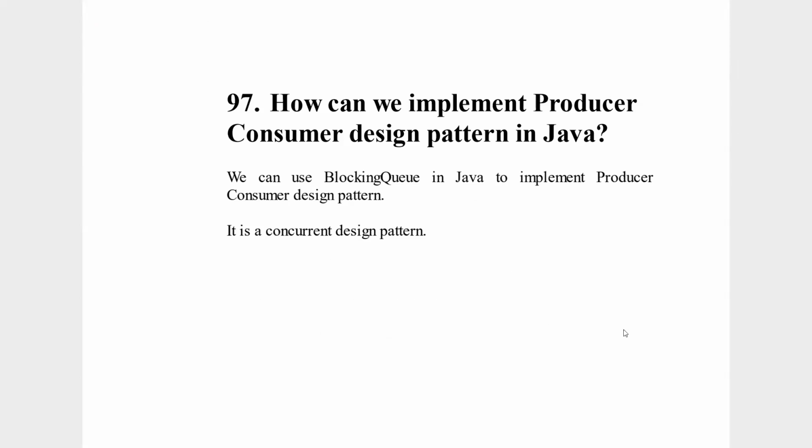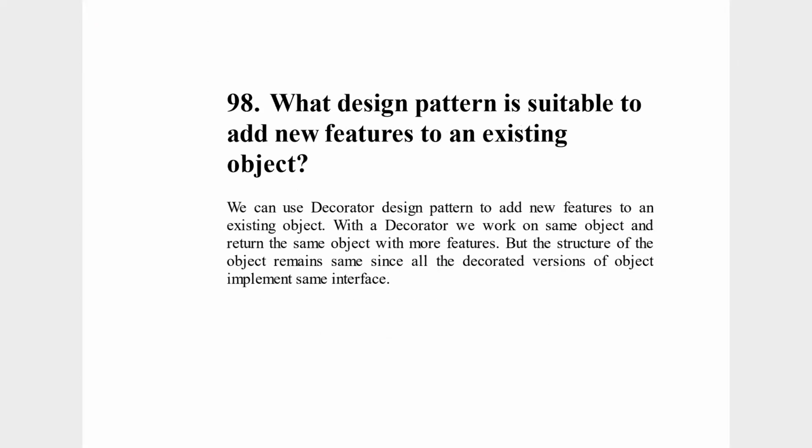Okay. So now the next one will be what design pattern is suitable to add new features to an existing object. Understand the question. Design pattern suitable to add new features, right? So it will be the decorator design pattern. We have talked about the file input output stream example in our previous videos. You can check the playlist there.